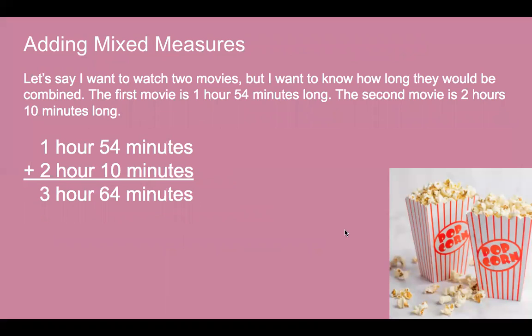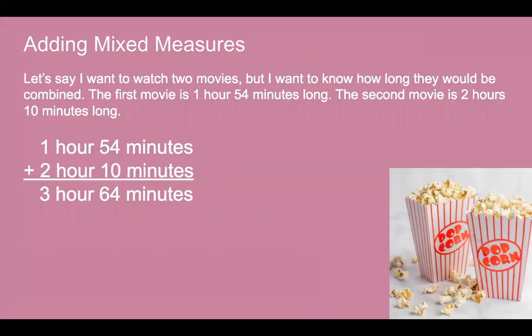What if we want to add these mixed measures, but sometimes it might go over into the next unit? We would call it regrouping if we were doing regular addition or subtracting. We call it regrouping when it kind of goes over.